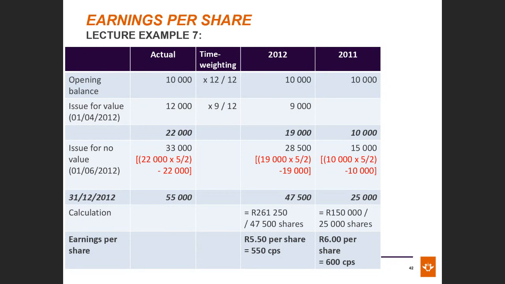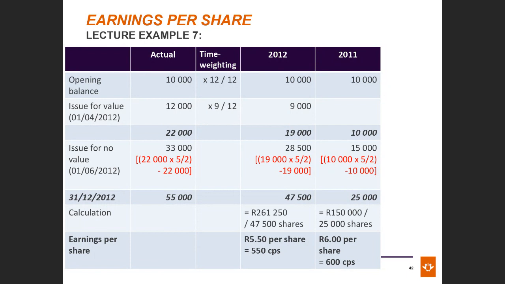So when we look at the issue for no value, how many shares did we have just before the issue for no value? According to our weighted average number of shares, we had 19,000 shares, and it was a share split, 5 shares for every 2 shares held. So we're going to multiply it by 5 over 2, and that will give us 47,500 total shares. Obviously, we want to know what the issue for no value is, so we will minus the opening balance of 19,000. That will give us 28,500 issue for no value shares.